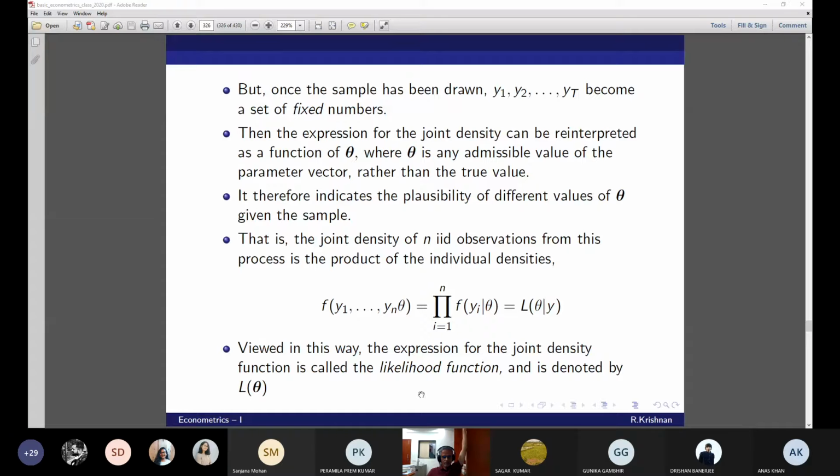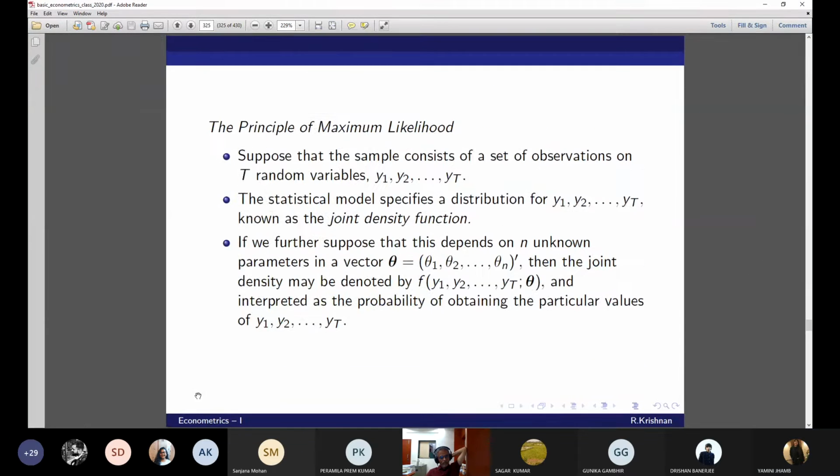One question: how is the sample related to the parameter theta? That I am not able to understand. What do you normally do? The sample consists of a set of observations of random variables y1 to yt. Do you understand that? It must have come from some distribution. So it specifies a joint density function.